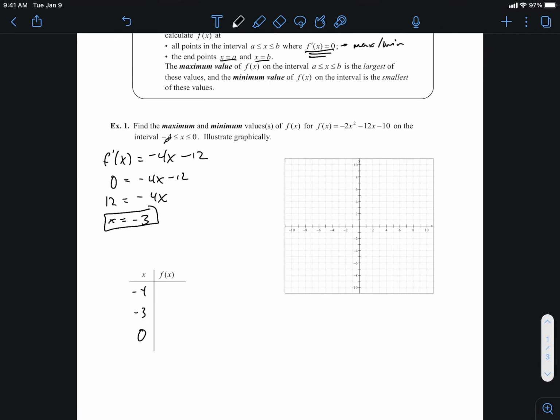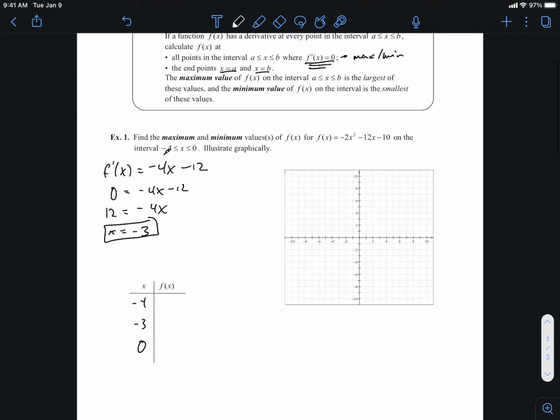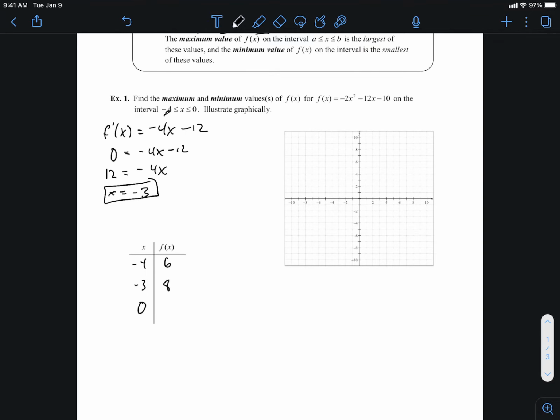Okay, so we're going to plug in the points, and when you do that, you're going to get 6 when x is -4. You're going to get 8 when x is equal to -3, and then you're going to get -10 when x is equal to 0. Okay, so we can go on to our graph now. We go plot those points. -4 and 6 is right there. Then we can go -3 and 8.